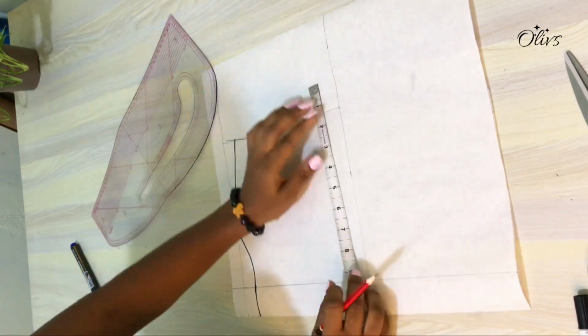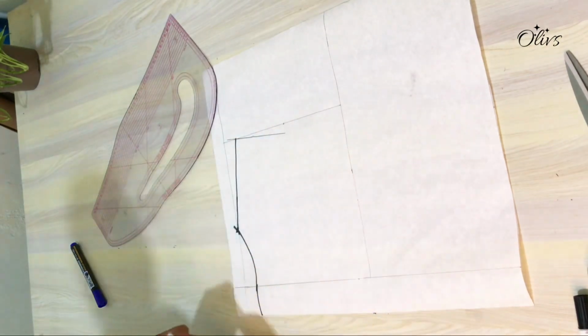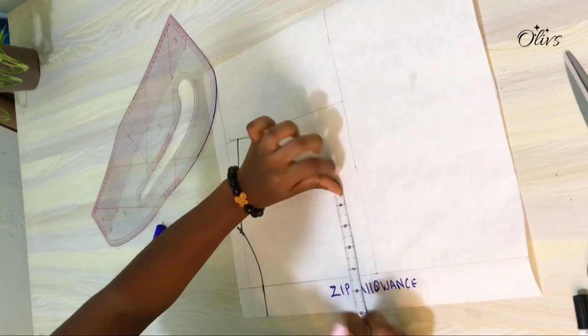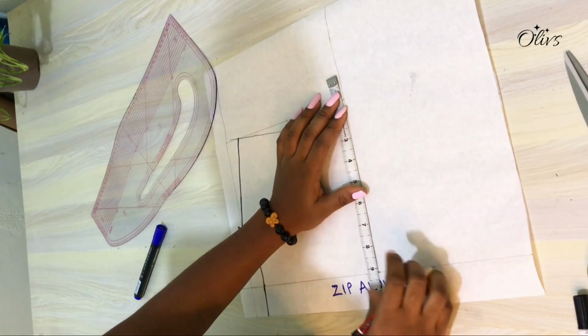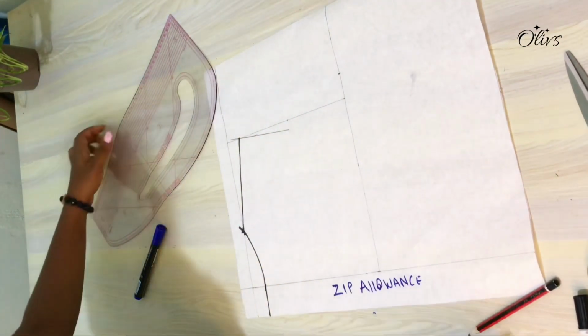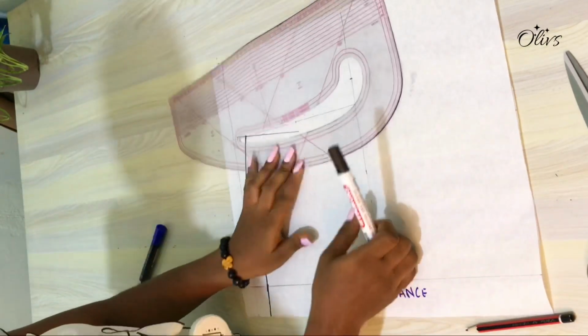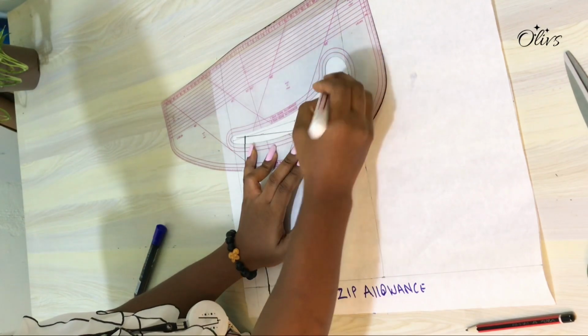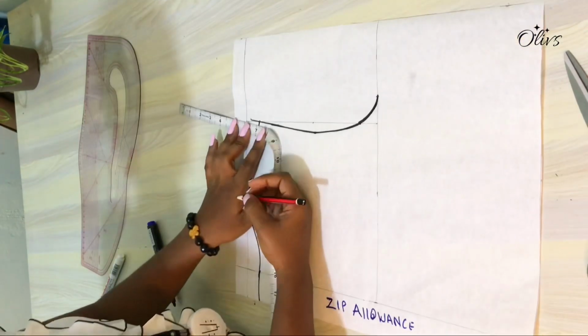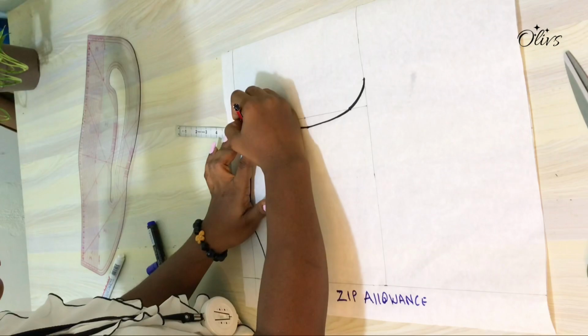Measure 1/4 of your bust on the chest line. That's away from the zipper line, okay? And go ahead and connect them together. Also add half inch to the shoulder.